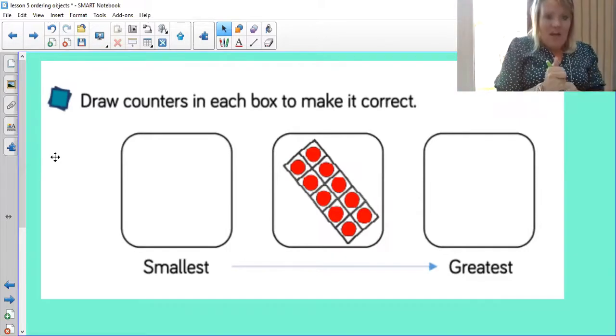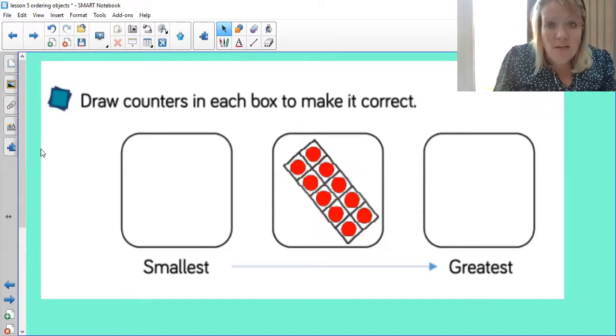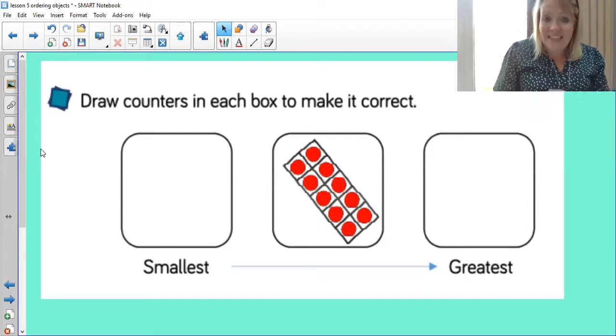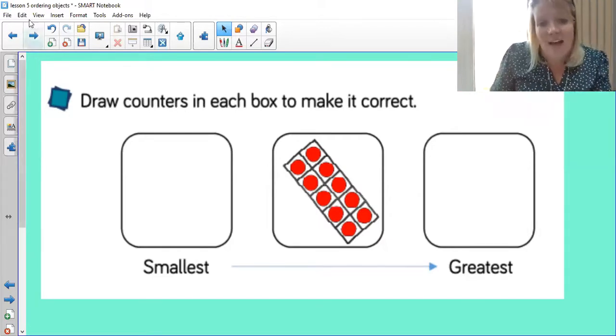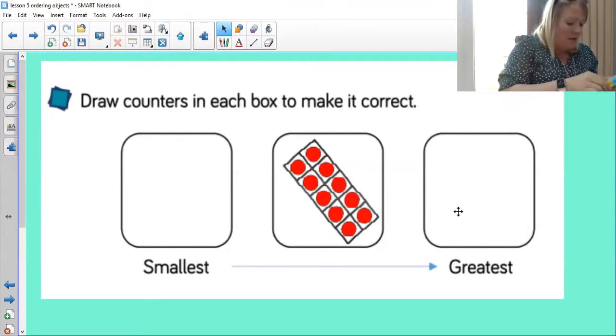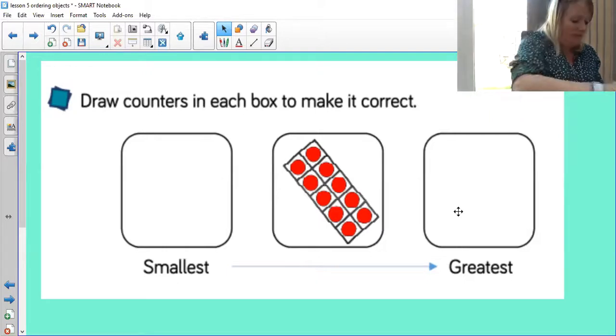So what do you think I need to do first of all to even start? Fantastic. Yeah, great job. Well done, whoever said that. Let's count the middle ones. Let's have a look. 2, 4, 6, 8, 10. I need 10 cubes. 3, 4, 5, 6. I'm going to put them together like that.